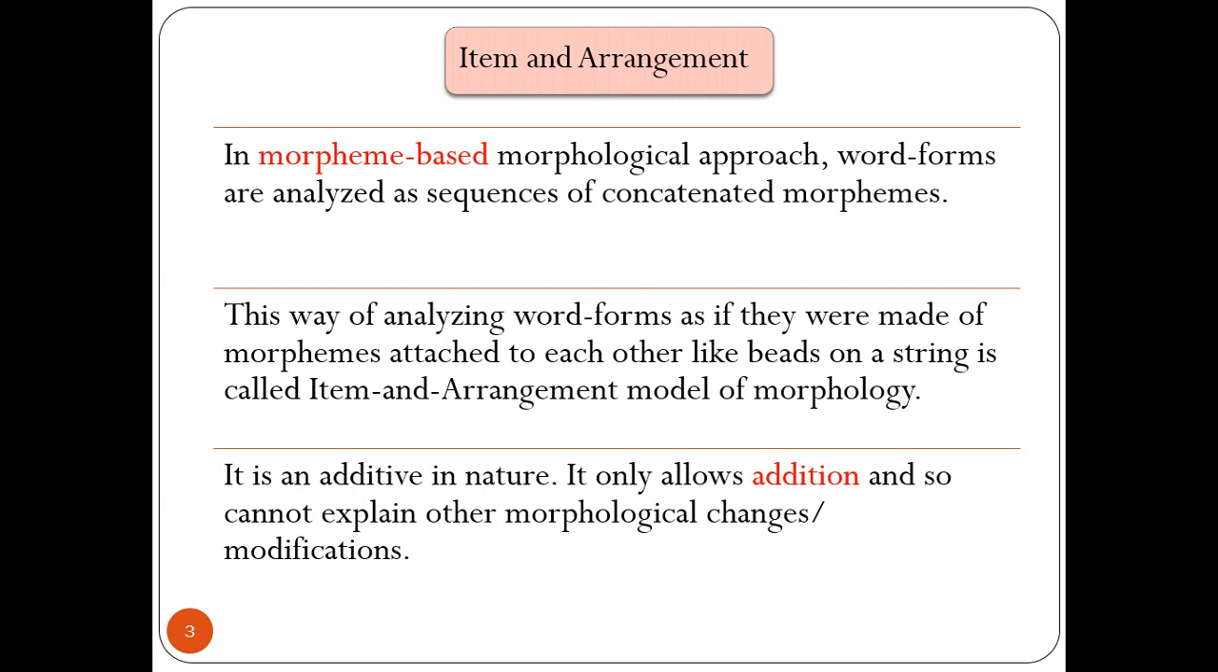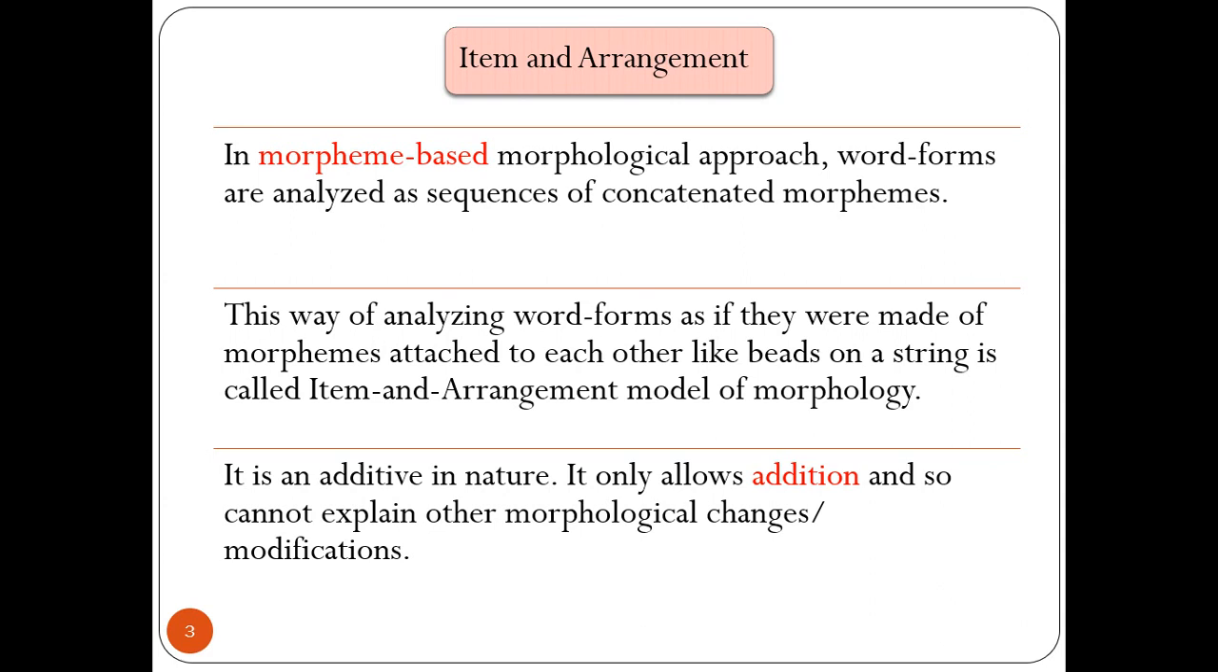So there are two items in this word, and they are arranged one after another. But they cannot tell you about some of the operations. Like for example, what about mouse and mice? They cannot explain that.